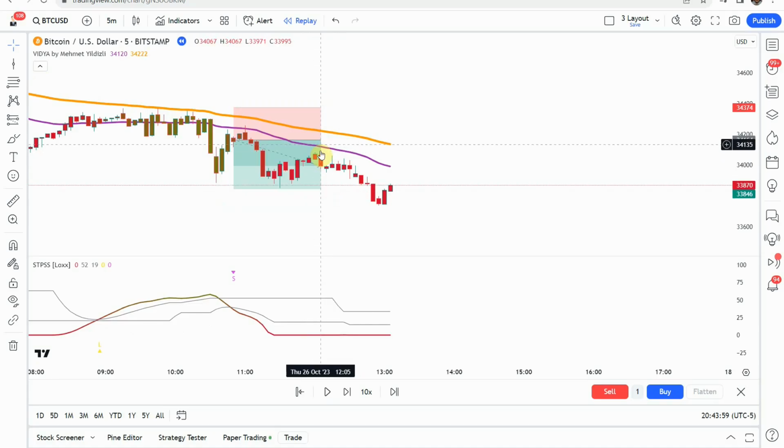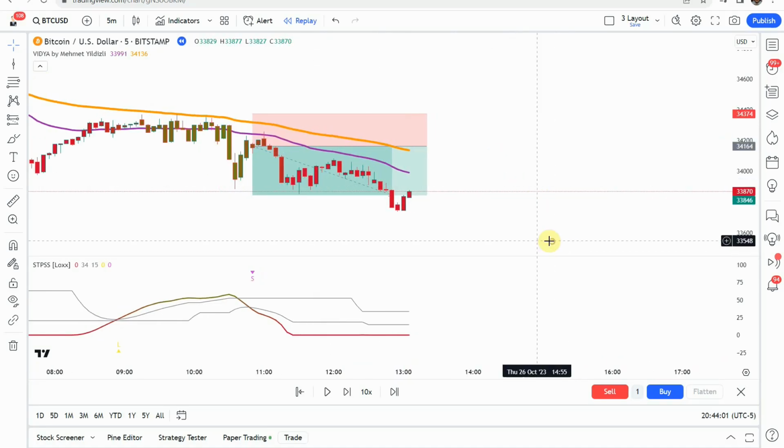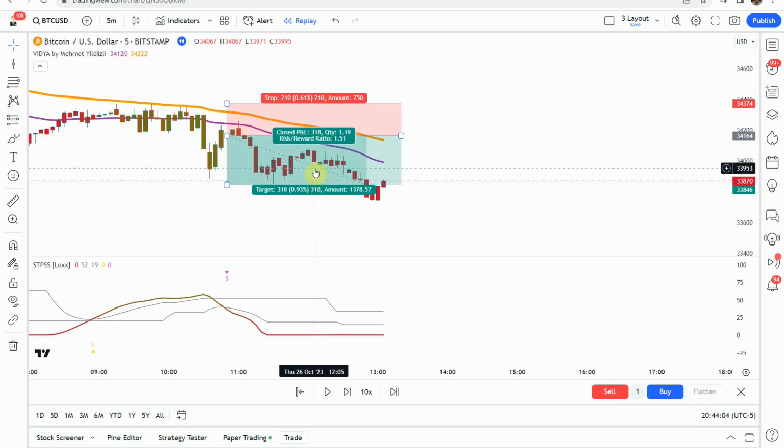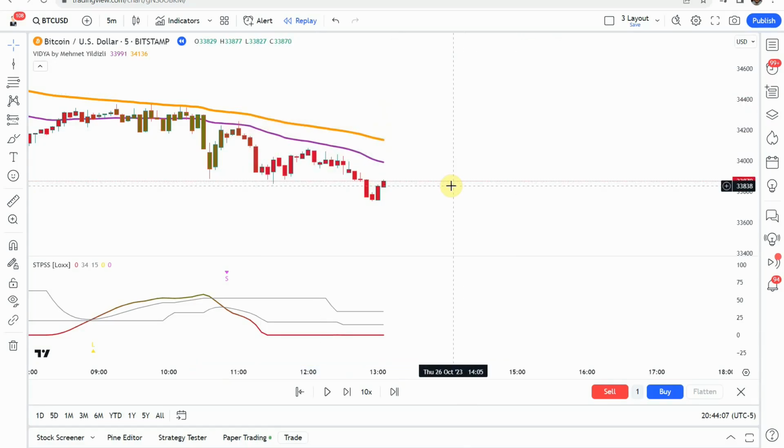Alright, so you see once again, we make a really nice move to the downside, getting us to our take profit once again. Alright, so that puts us at the end of the testing right there.